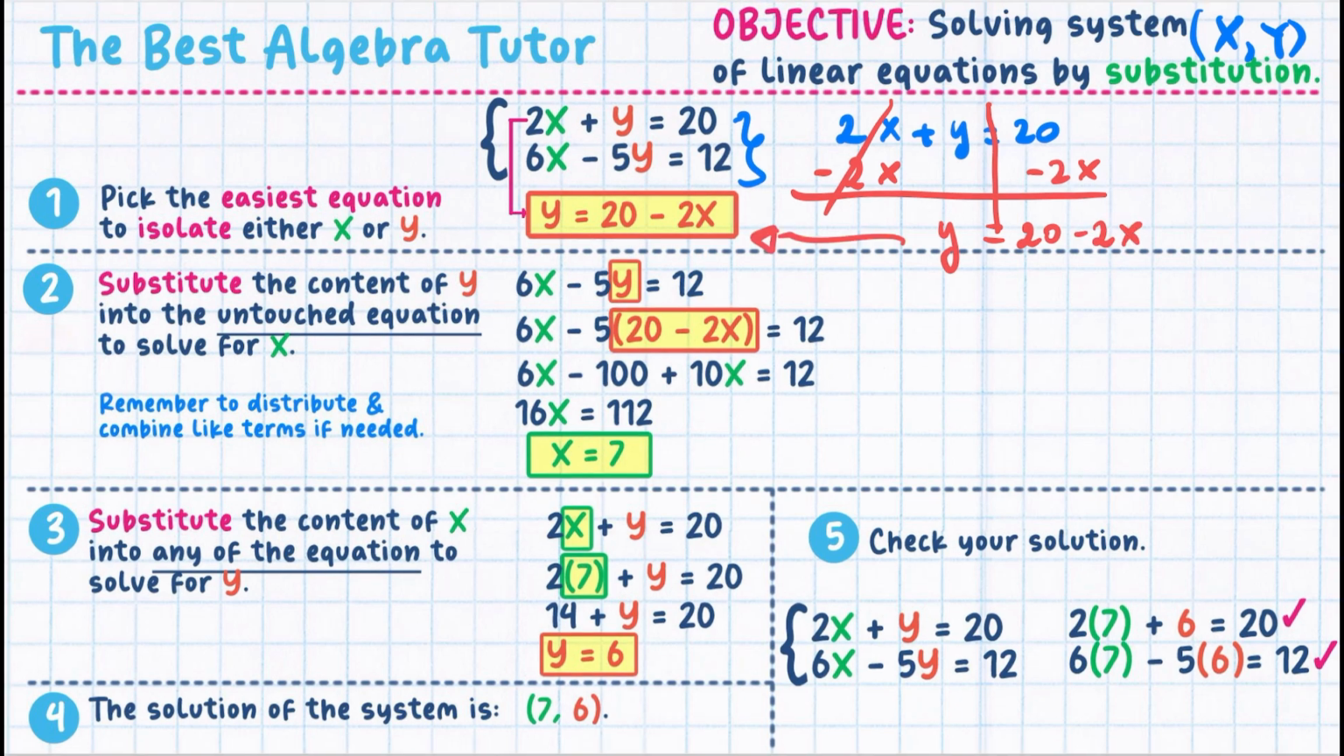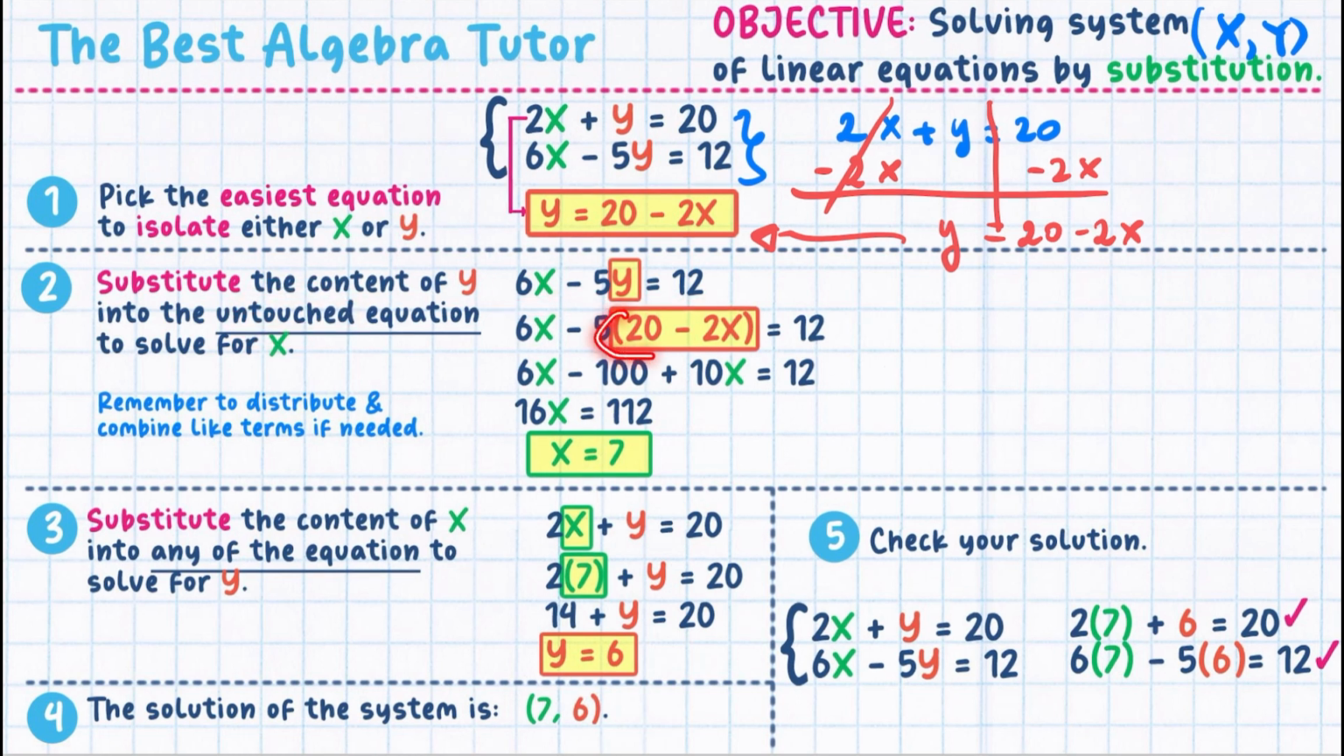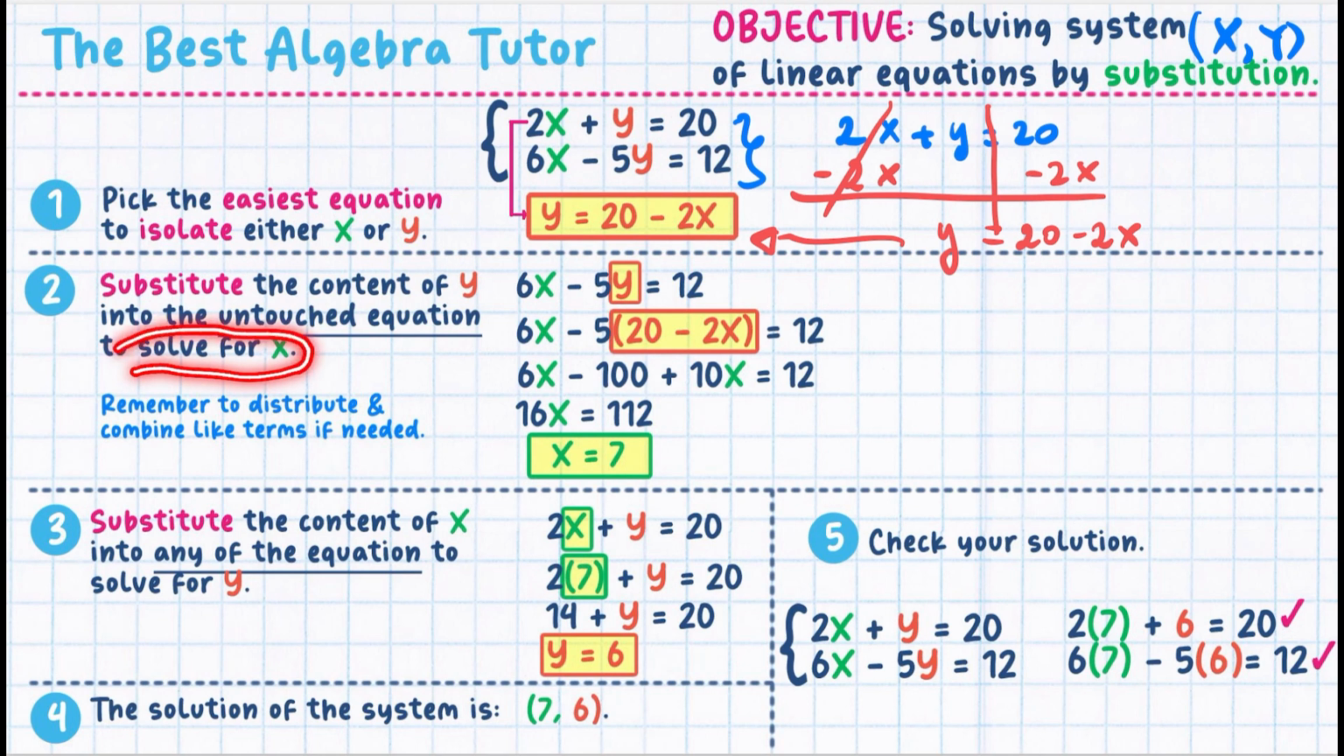Step number 2 is we have to substitute the content of y. Remember, your y is a placeholder. This y contains 20 minus 2x. My y is my container, my placeholder. So we want to substitute the content of y into the untouched equation, 6x minus 5y equals 12. I'm replacing my content, 20 minus 2x, into my y. We are ready to solve for x.